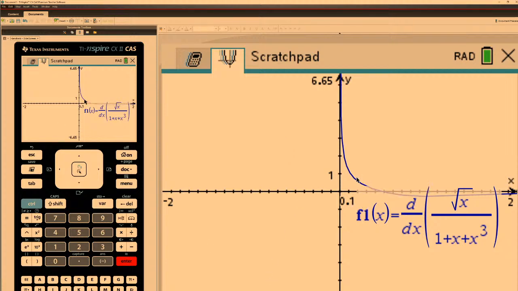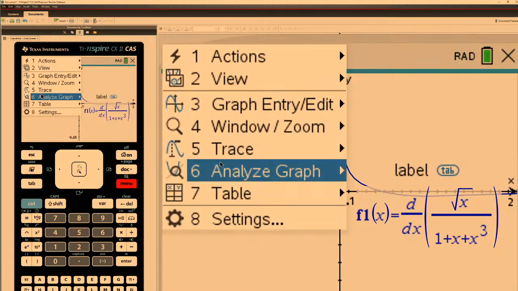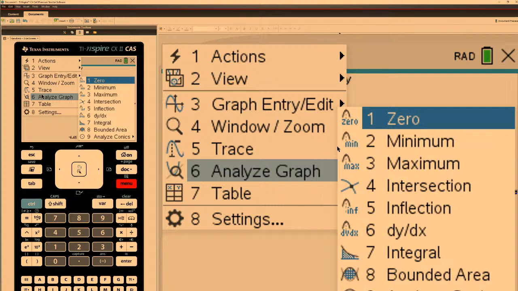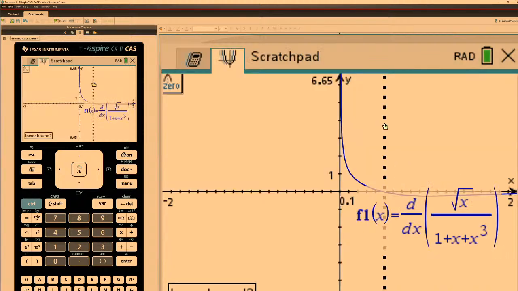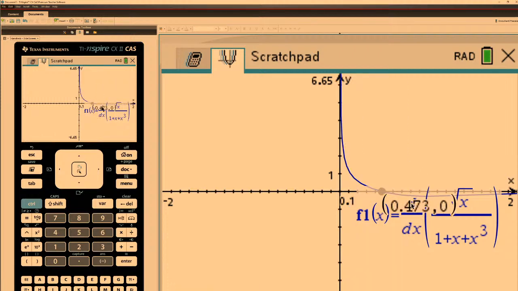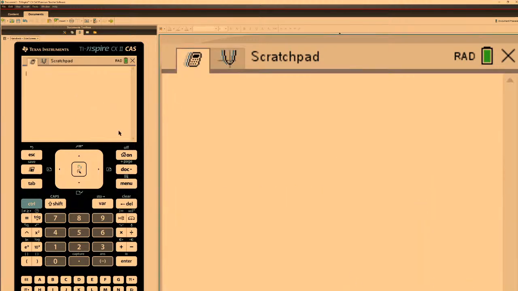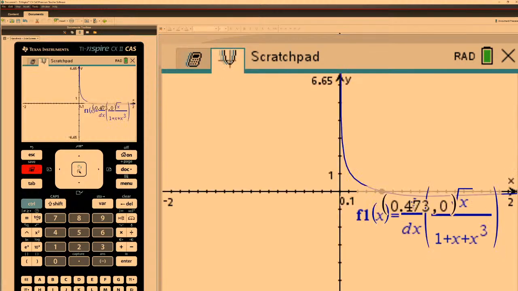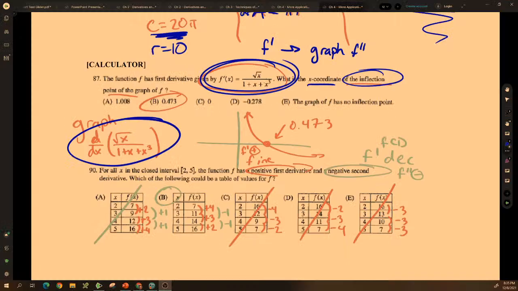Okay, so an inflection point is where our graph passes the axis. I see it happens right there. I'm going to go to menu, analyze graph, and zero. And we have, to the left and to the right, 0.473, 0.473. So that's choice B.